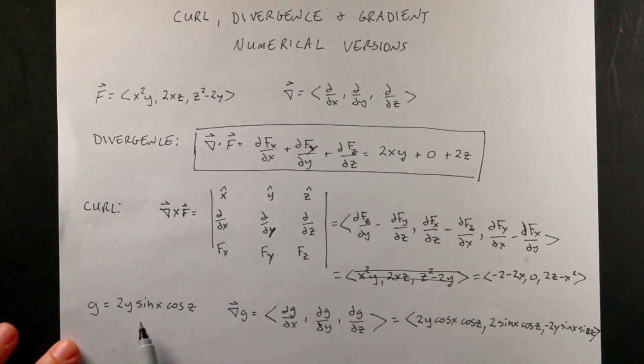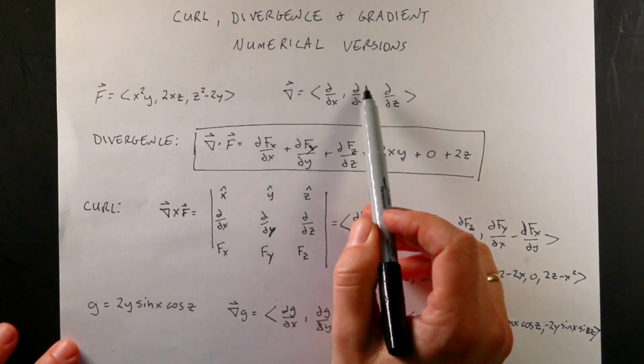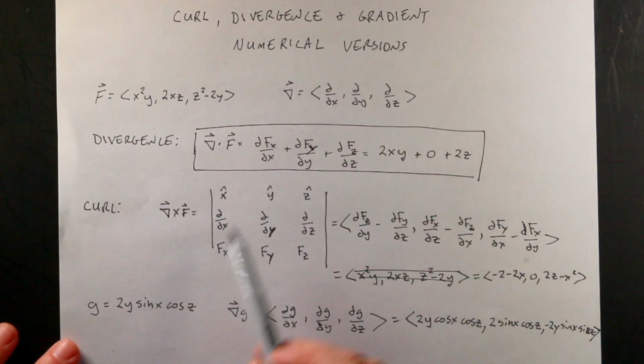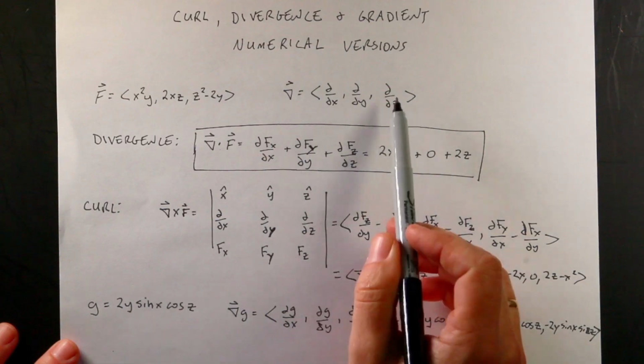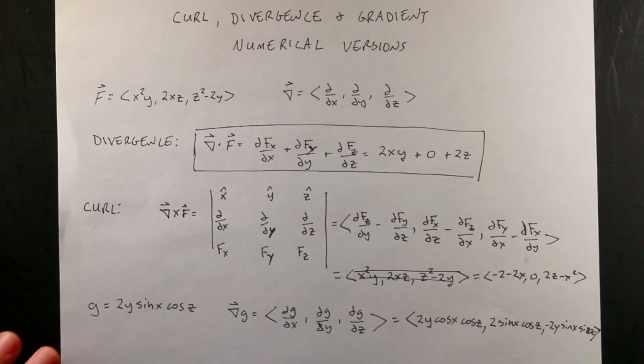So we can find the gradient by operating this vector on that scalar. You get the x component as the partial of this with respect to x, the y component as the partial with respect to y, and the z component as the partial with respect to z, and then I get that function right there.